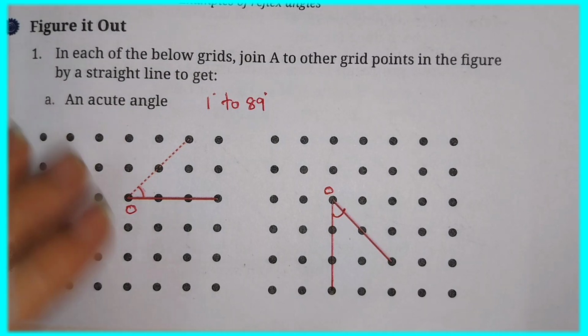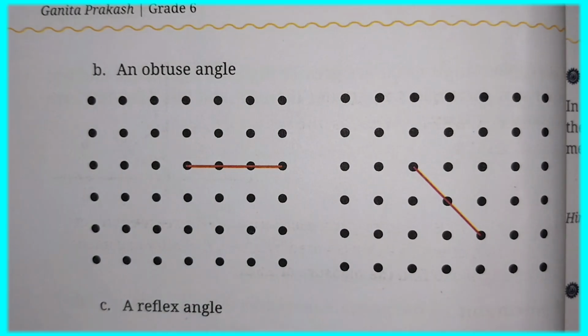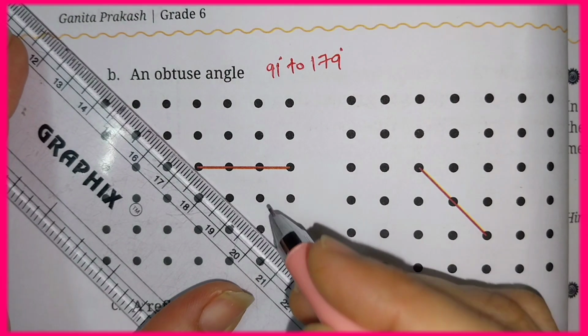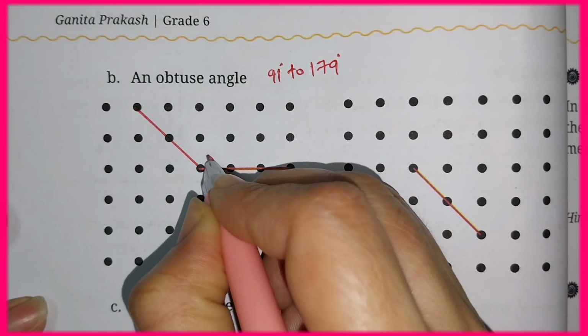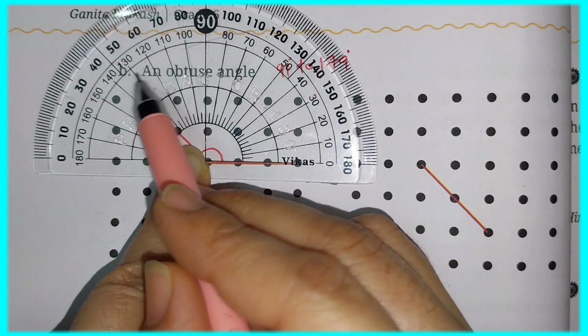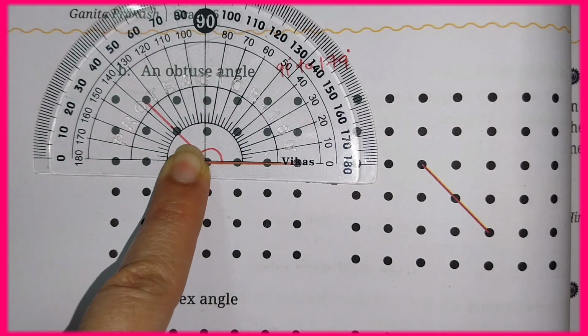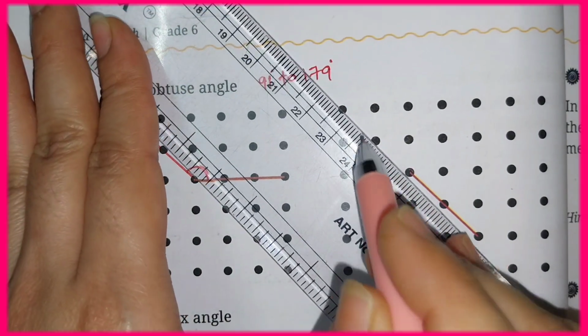Next one is obtuse angle. Obtuse angle is 91 degrees to 179 degrees. If your baseline is horizontal, draw the other line going left at a gentle slope. If you want to measure the angle, place the protractor like this and consider the inner scale. You will get the angle as 135 degrees.